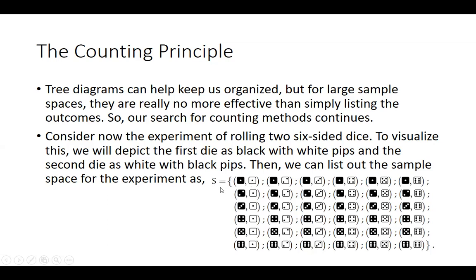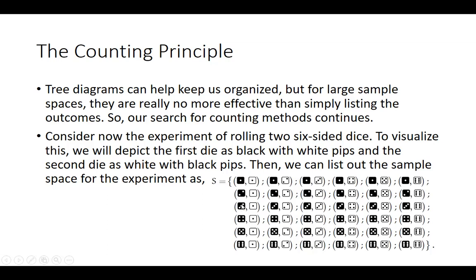The sample space S is the set containing all our possibilities. The first row, we have a roll of 1 on the black die, along with all the possibilities of the white die, 1 through 6. The second row would be rolling a 2 on the black die, along with all of the possibilities for the white die, again, 1 through 6.